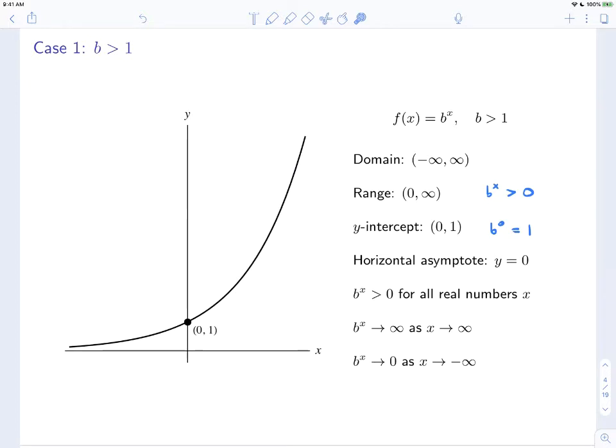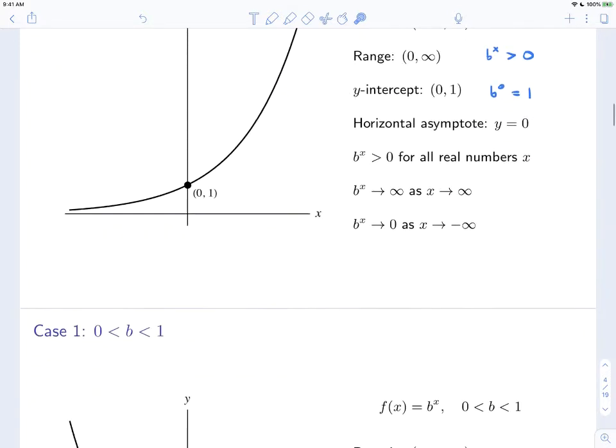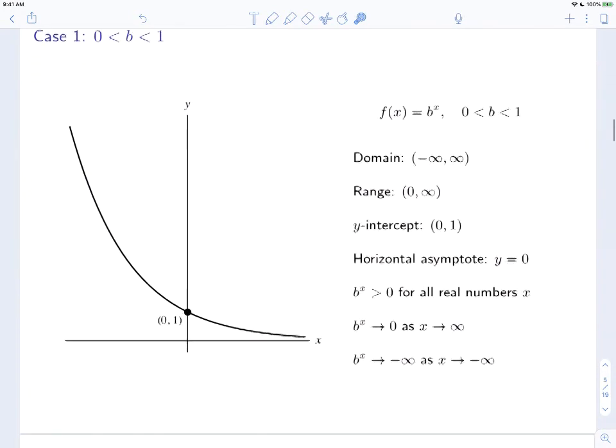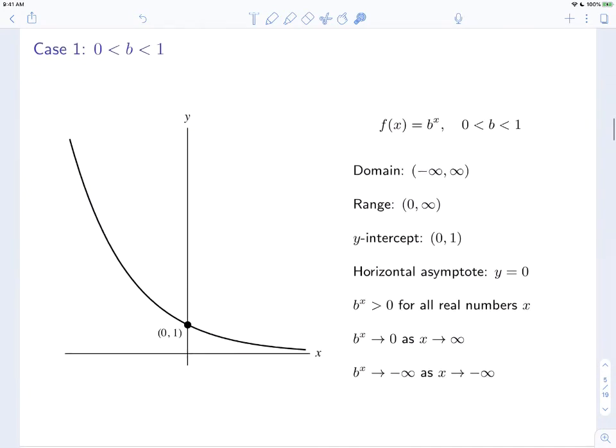For any choice of b, you'll have this same basic shape when b is bigger than 1. When b is less than 1, you have the mirror image of this picture. This is our second case: b is between 0 and 1.